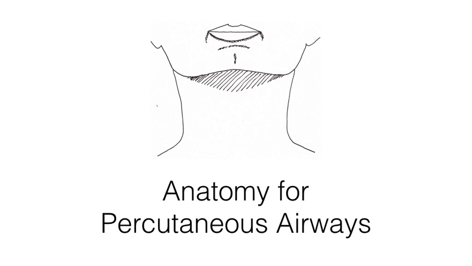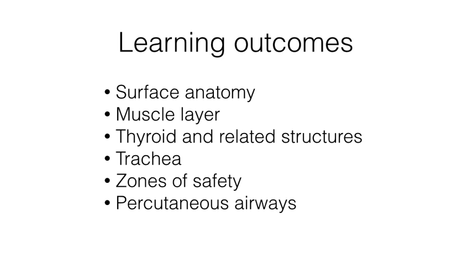Let's have a look at the anatomy for percutaneous airways. The learning outcomes for this session are to familiarize yourself with the surface anatomy, the muscle layers, the thyroid gland and its related structures, the trachea, and then to define the two zones of safety and say a little bit about the percutaneous airways themselves.